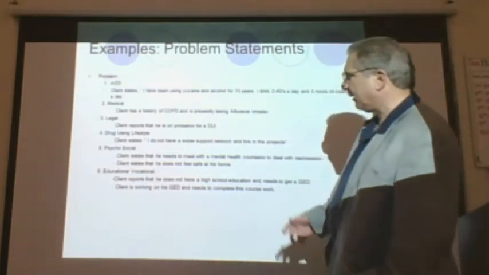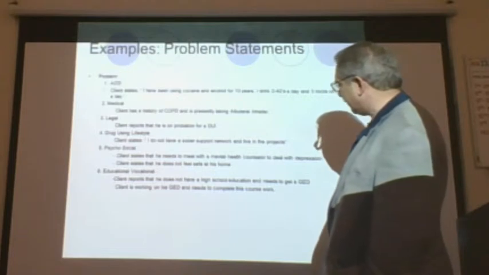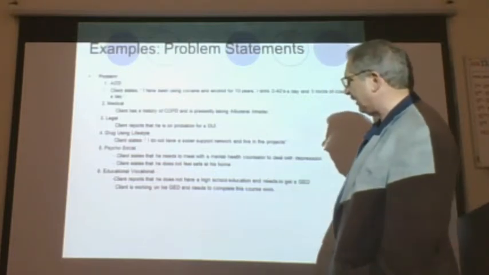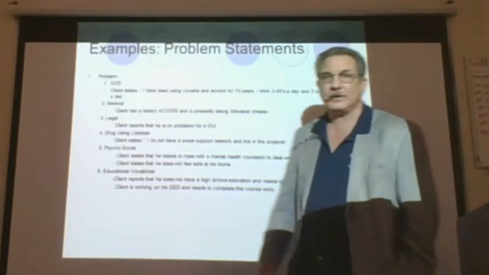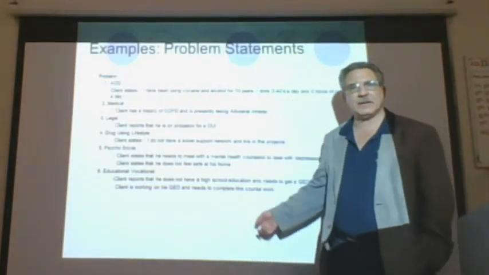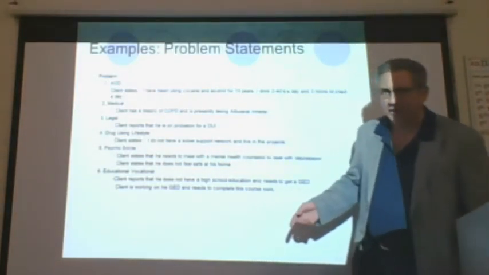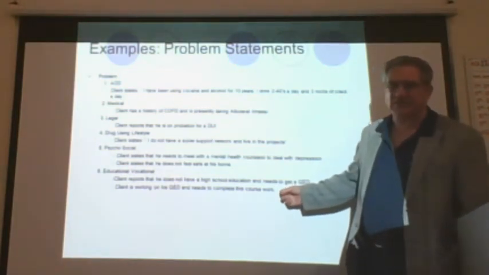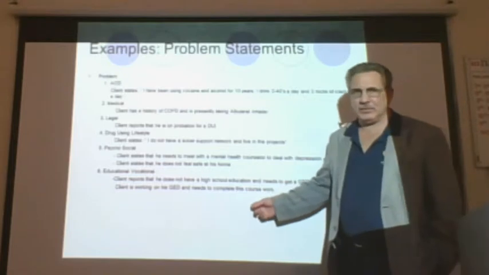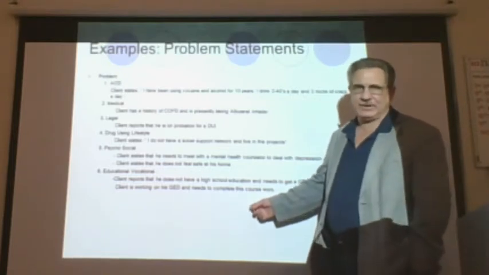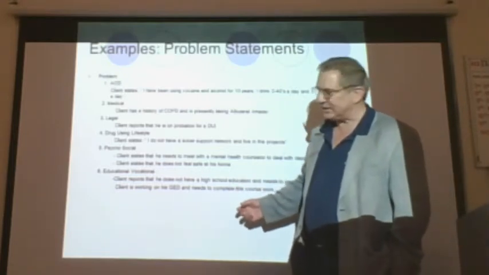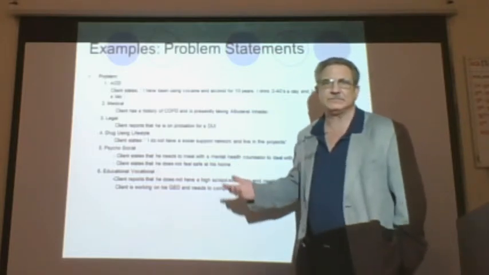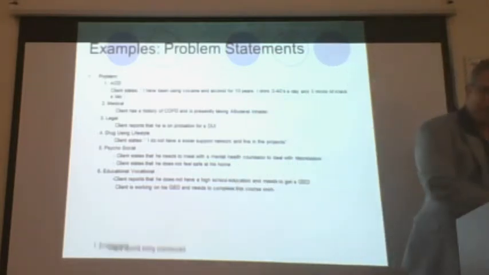All right. Client reports that he does not have a high school education and needs to get a GED. Client is working on his GED and needs to complete his coursework. Doesn't it sound a little bit opposite here? Well, no, because basically the client's saying that he doesn't have a high school education and needs a GED, but he's also working on his GED. So your plan for this, when we get to the plan section, you'll see, is client will continue working on his GED until completed. Right?